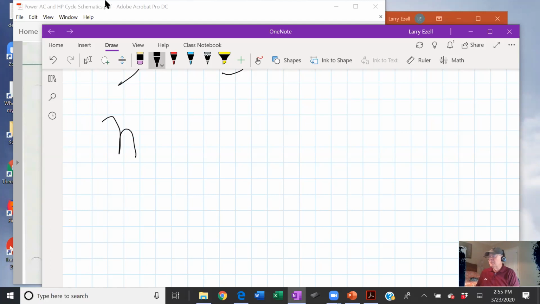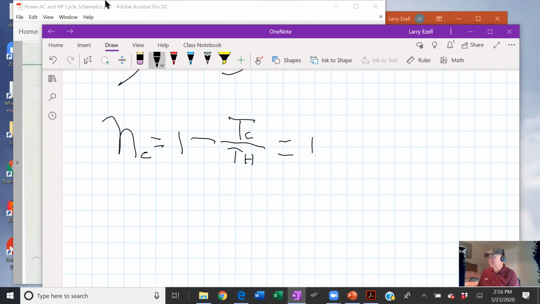So the Carnot efficiency is equal to 1 minus TH, the temperature of your high... Nope, that's a T. Is it TC or TH? It's got to be TC, isn't it? All right, let's turn this thing upside down. TC over TH, in degrees Kelvin or Rankine.